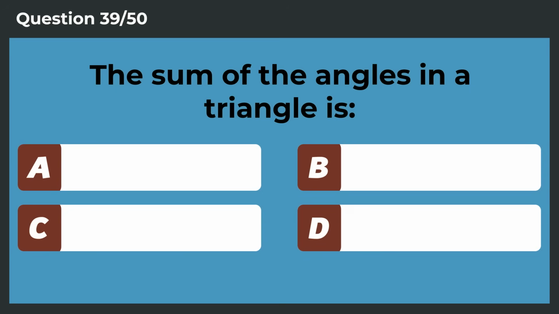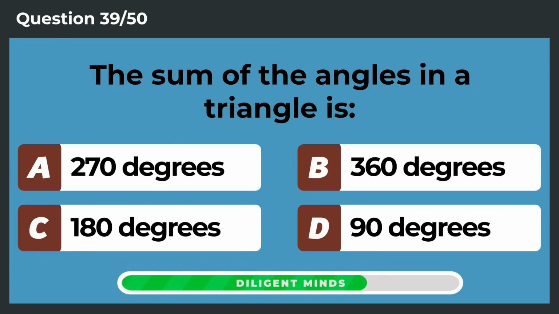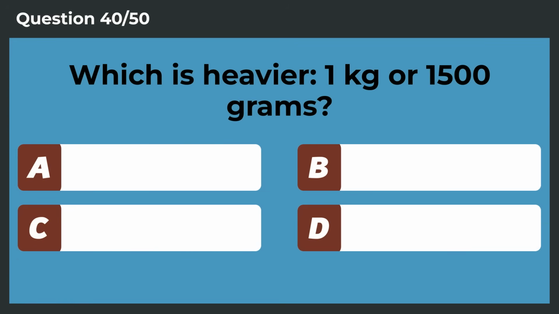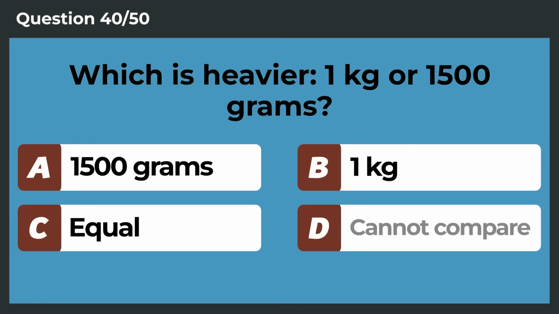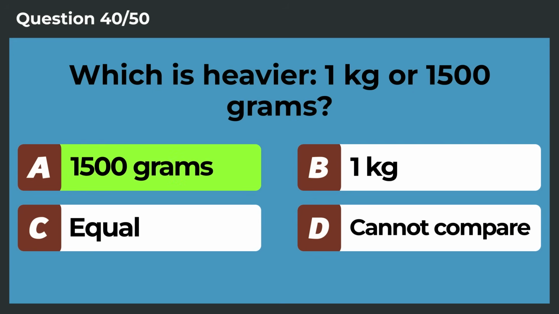The sum of the angles in a triangle is 180 degrees. Which is heavier, 1 kilogram or 1,500 grams? 1,500 grams.